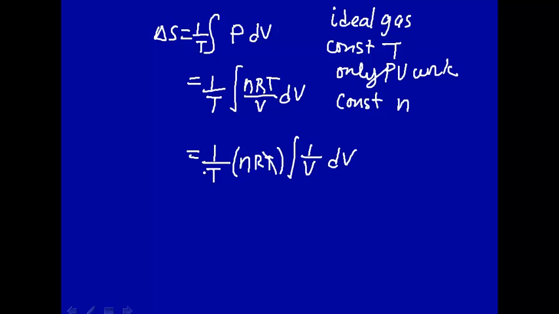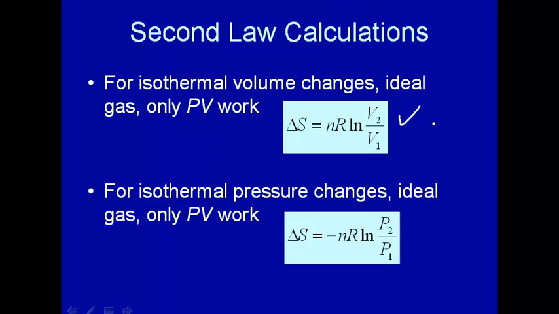Note how the T's cancel out. So this is just equal to nR times the integral of 1 over V, which is just the natural log of final volume over initial volume. All right, so that's where we get that equation.